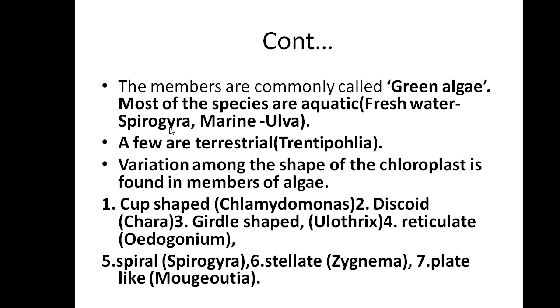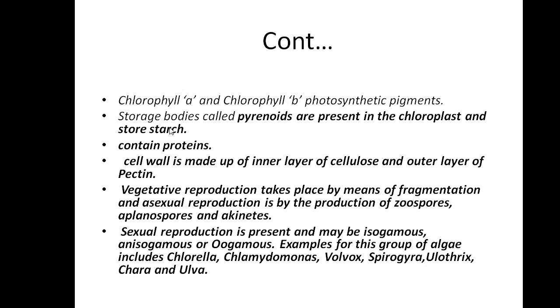Chlorophyll a and b are the very common photosynthetic pigments of the Chlorophyceae. Storage bodies called pyrenoids are present in the chloroplast and store starch. They contain proteins. The cell wall of the Chlorophyceae algae has an inner layer made up of cellulose and an outer layer made up of pectin. Vegetative reproduction takes place by means of fragmentation.